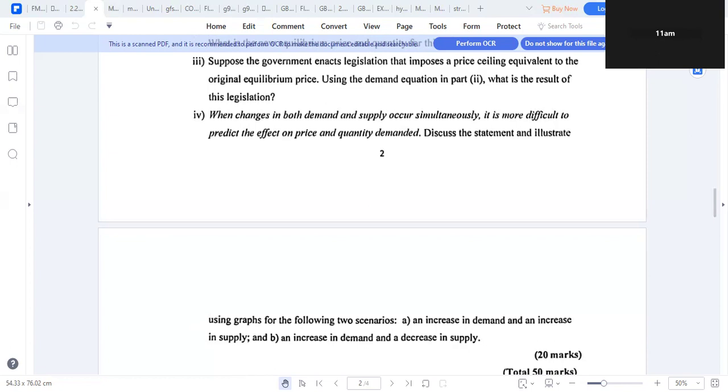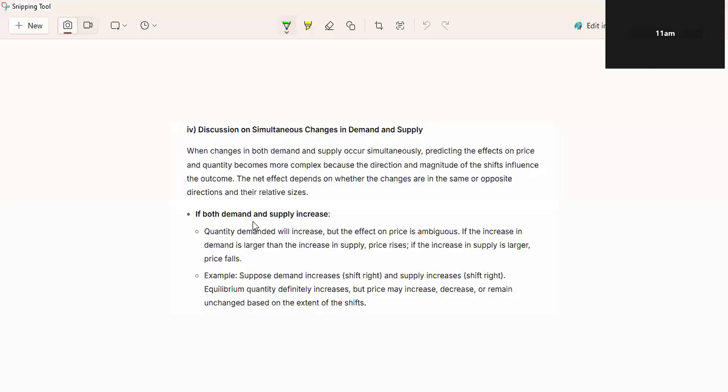So when both changes in demand and supply occur simultaneously, when you are predicting the price and the quantity, it becomes a little bit complex because the direction and magnitude of the shift will influence the outcome. So the net effect depends on whether the changes are in the same or in opposite directions.